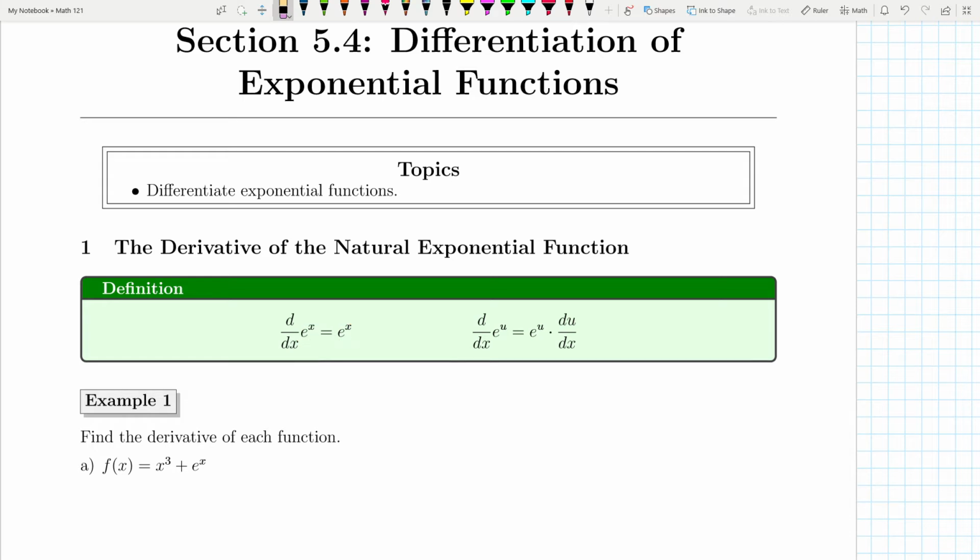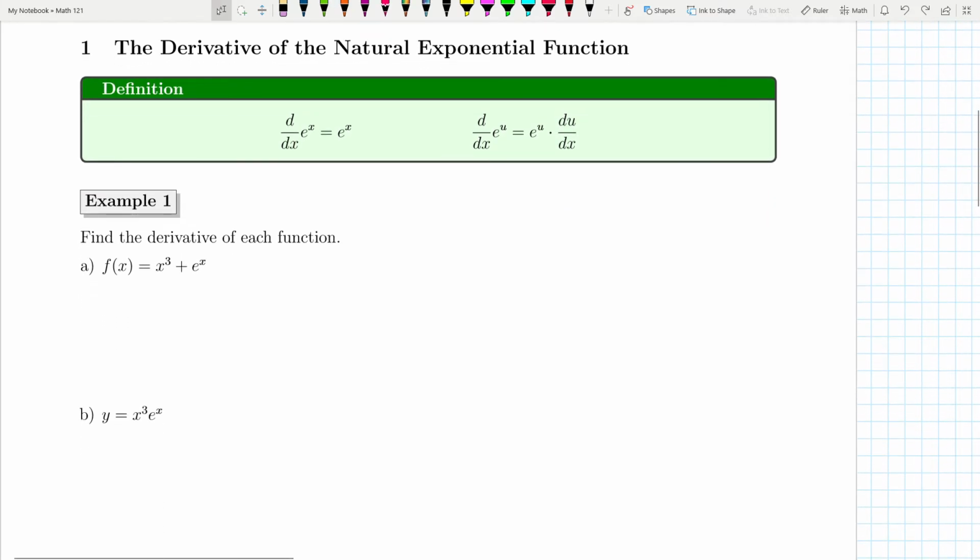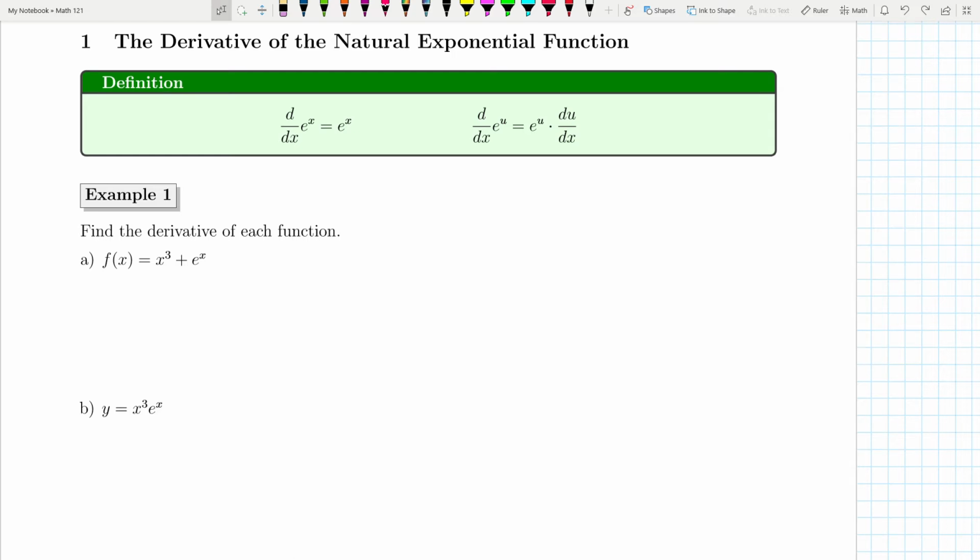Of course, we have the other extension when we have something more composite, like e to the some algebraic expression, like e to the u. Well, all we do is differentiate e to the u, which is itself, times the derivative of whatever is in the exponent of the exponential function. All right, let's look at some examples to illustrate the differentiation of exponential functions.